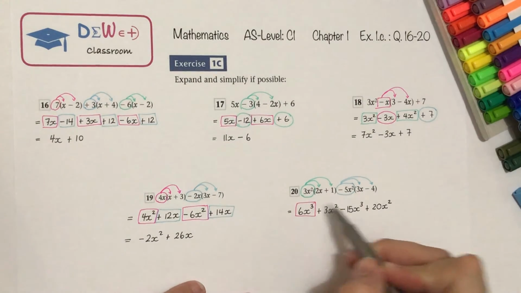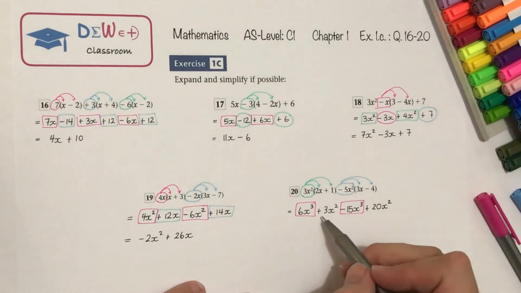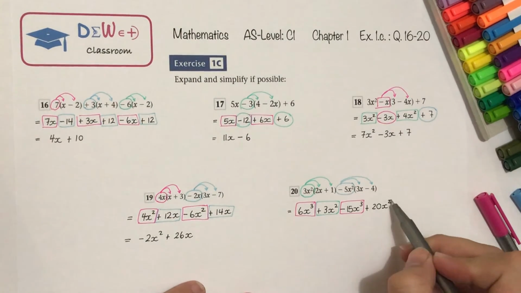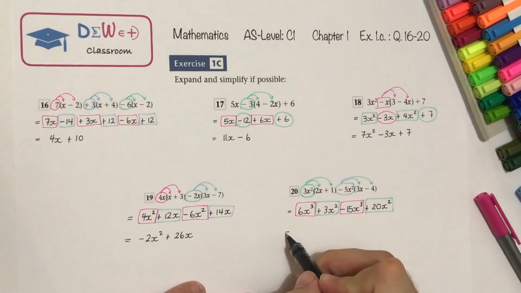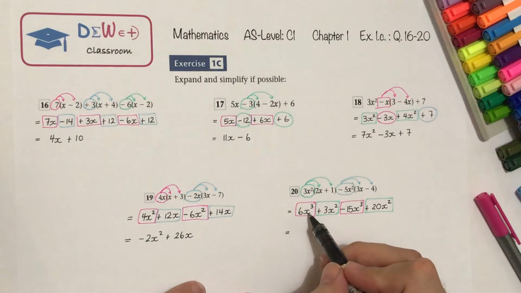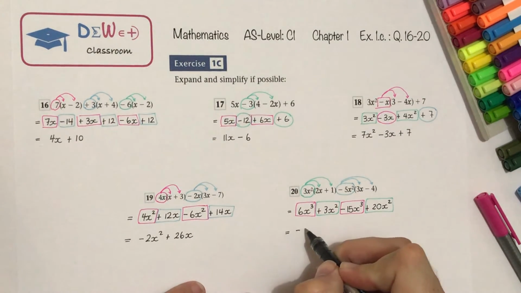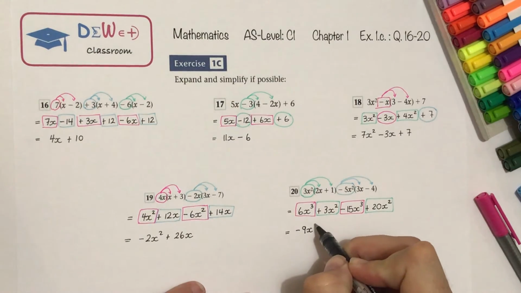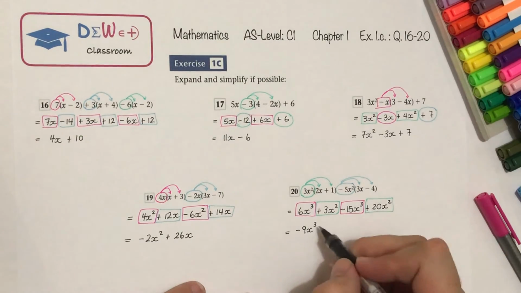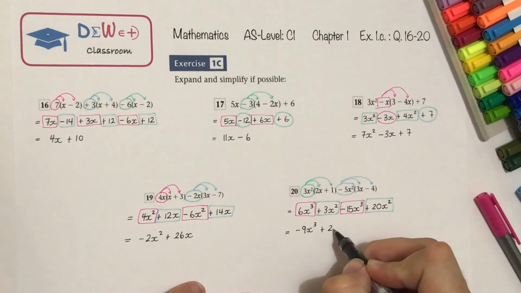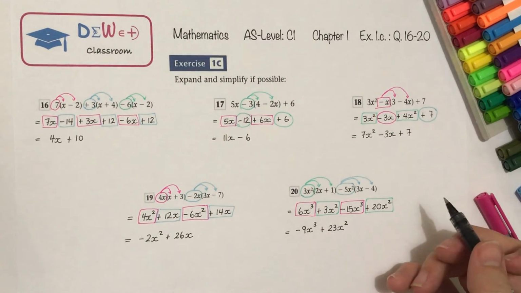We identify our like terms. Here we have the x cubed. There we have an x cubed. We also have the x squared and another x squared. So there's only two types of terms here. We add and subtract them. So it's 6x cubed minus 15x cubed. This gives us minus 9x cubed, plus 3x squared plus 20x squared. This gives us plus 23x squared. And that is our final answer.